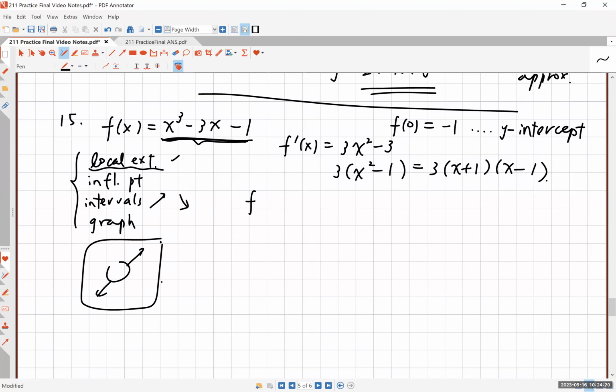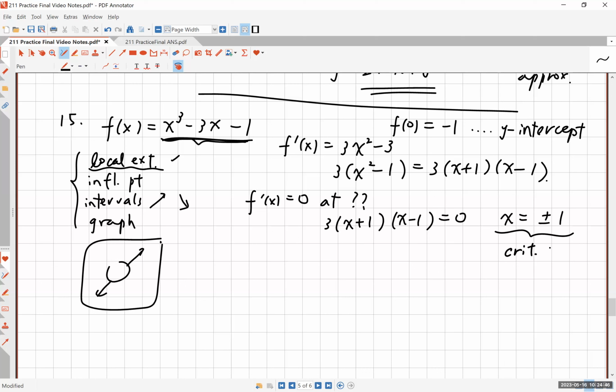So you don't have to worry about vertical asymptotes or horizontal asymptotes or oblique asymptotes for any of these polynomial functions. Okay, so you want to set this equal to 0. 3 times x plus 1, x minus 1 is equal to 0. X has to be plus or minus 1. And these are the only critical points. We have found all of the critical points.